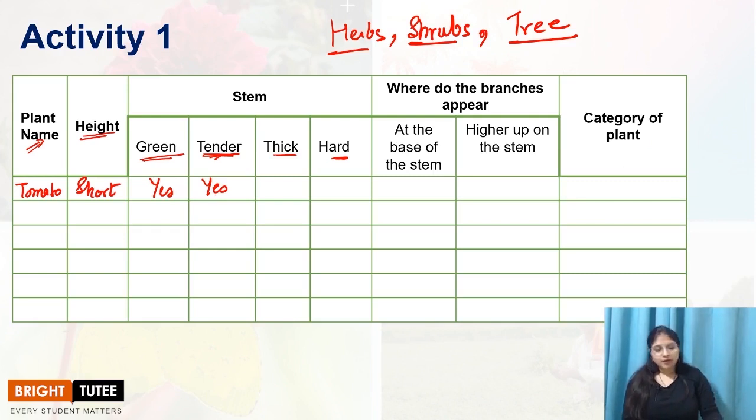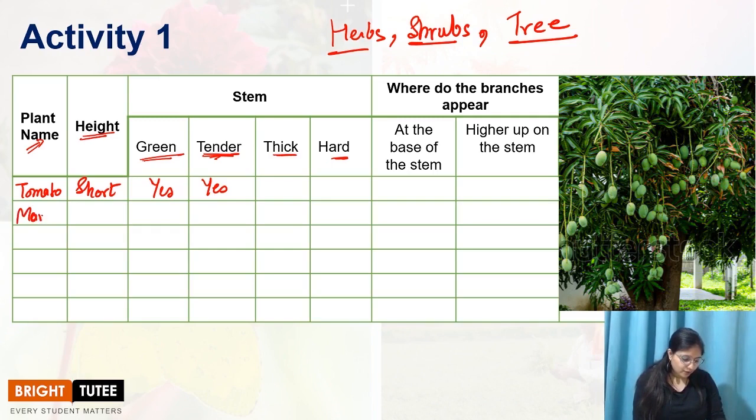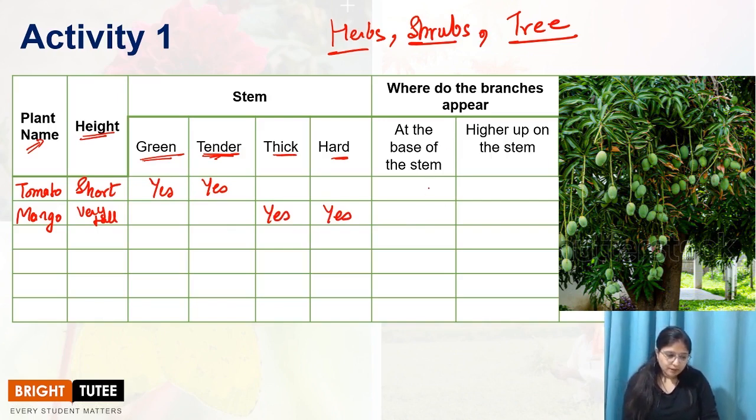Then let's observe mango, right? So now mango, you will see that the height is very tall, right? It's a very tall tree. Then whether the stem is green, no. Whether it is tender, no. Then what is it? It's thick, definitely, and it is hard. And where does the branching occur? The branching, whether it is occurring at the base of the stem, no. Actually, it is occurring higher up on the stem.